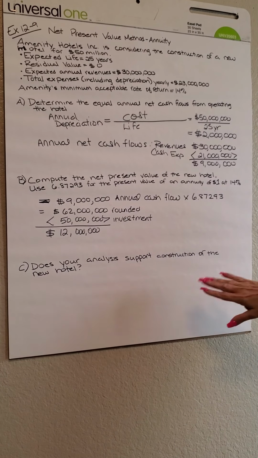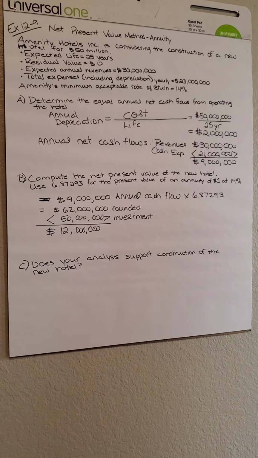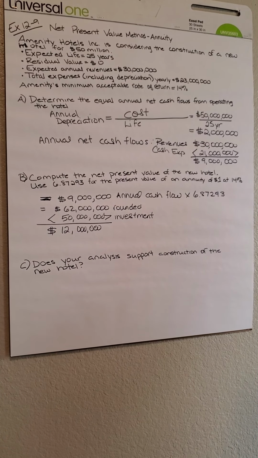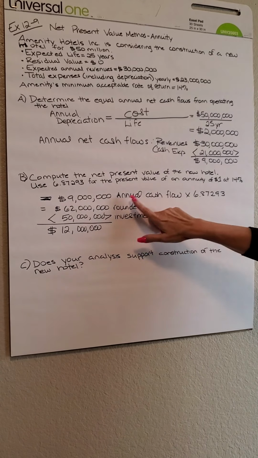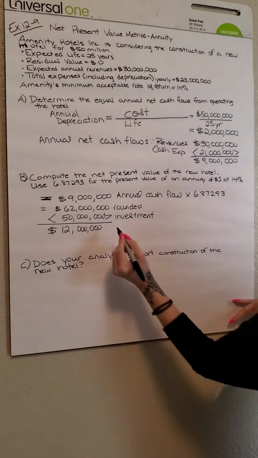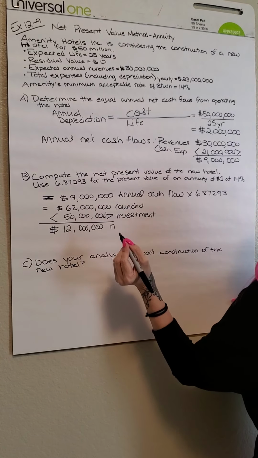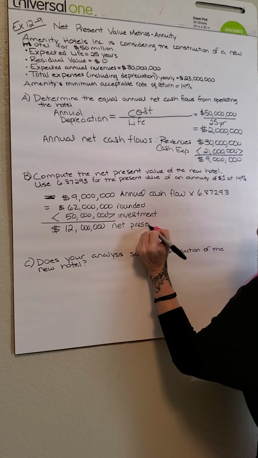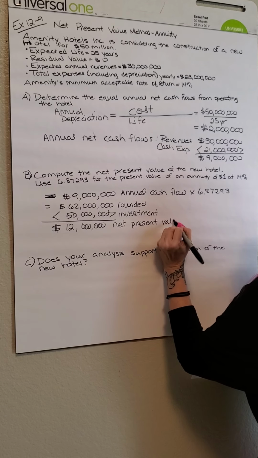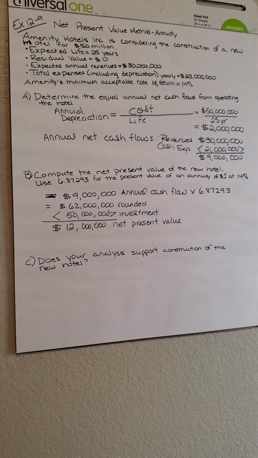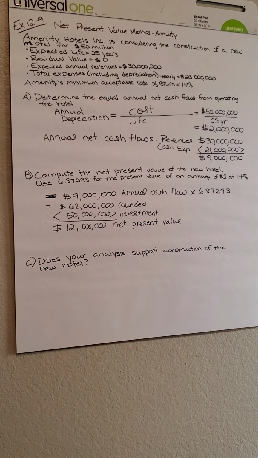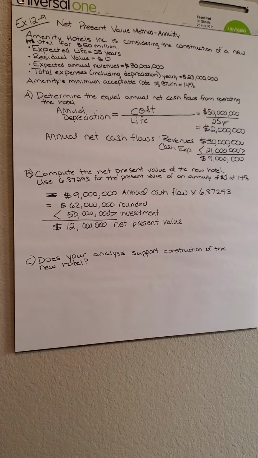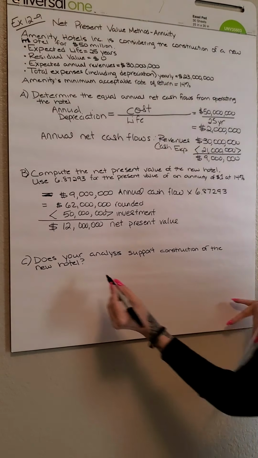And so for number 3, it says, does your analysis support construction of the new hotel? Absolutely, because the net present value is positive. If the net present value here had been negative, then we wouldn't have wanted to do the investment. So our net present value is a positive number, which means we earn in excess of our minimum rate of return. And so we would support the construction of the hotel. Yes.